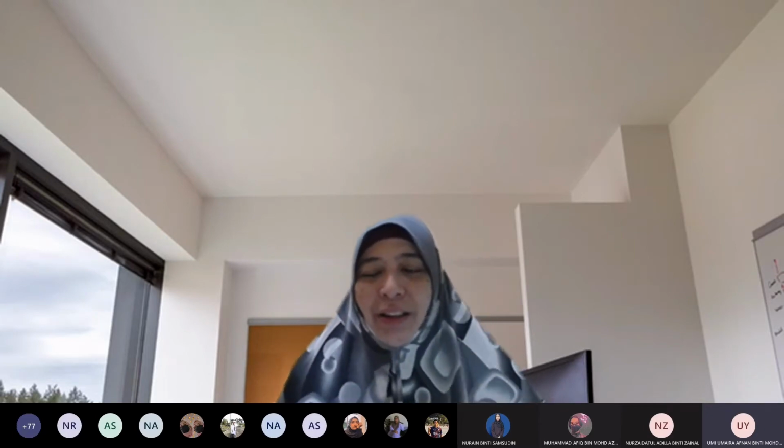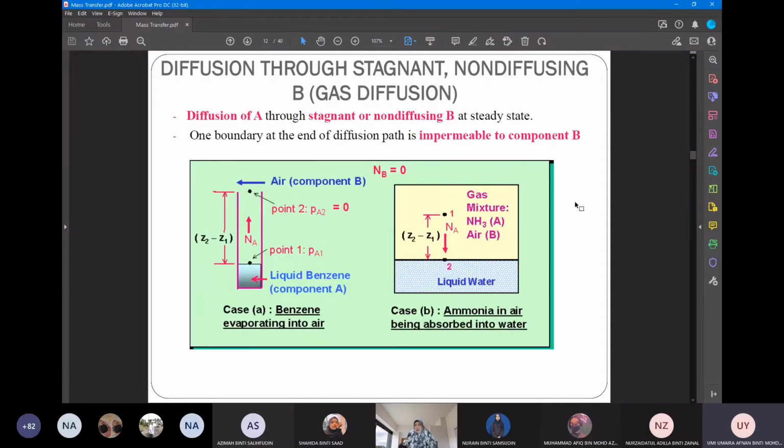Okay, so I'm going to proceed. Diffusion through stagnant, non-diffusing B. So you have A and B. Remember, you have binary components, A and B. When you talk about only basic Fick's law, you talk about one component or a stationary component. When you talk about diffusion plus convection, you talk about binary components. And here, diffusion through stagnant, non-diffusing B, you are also talking about binary components.